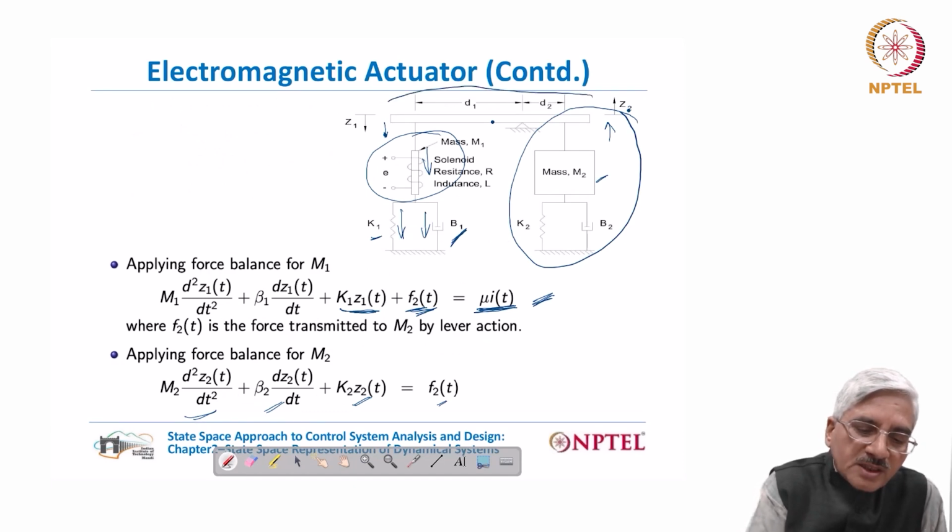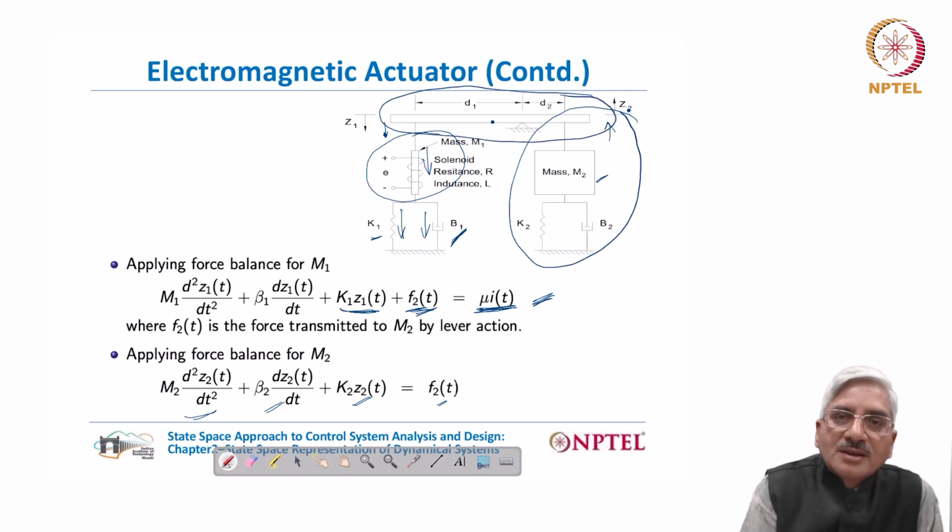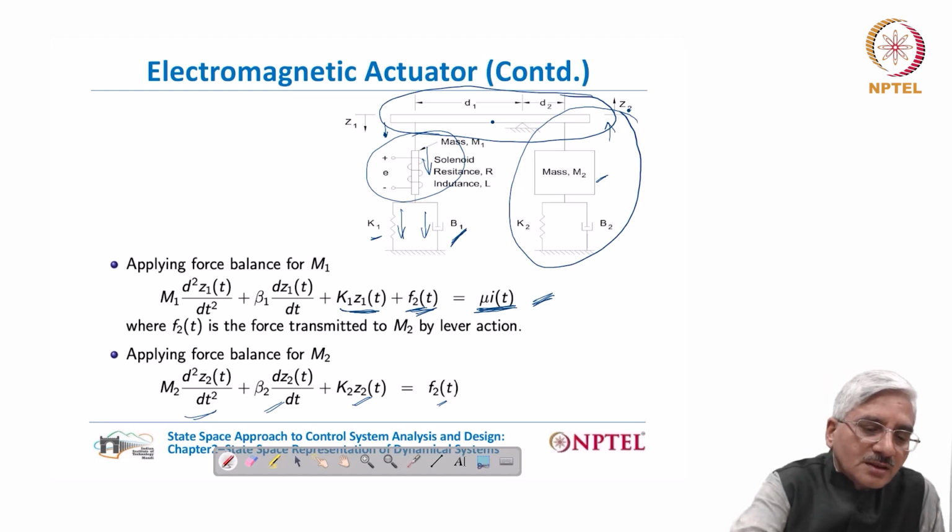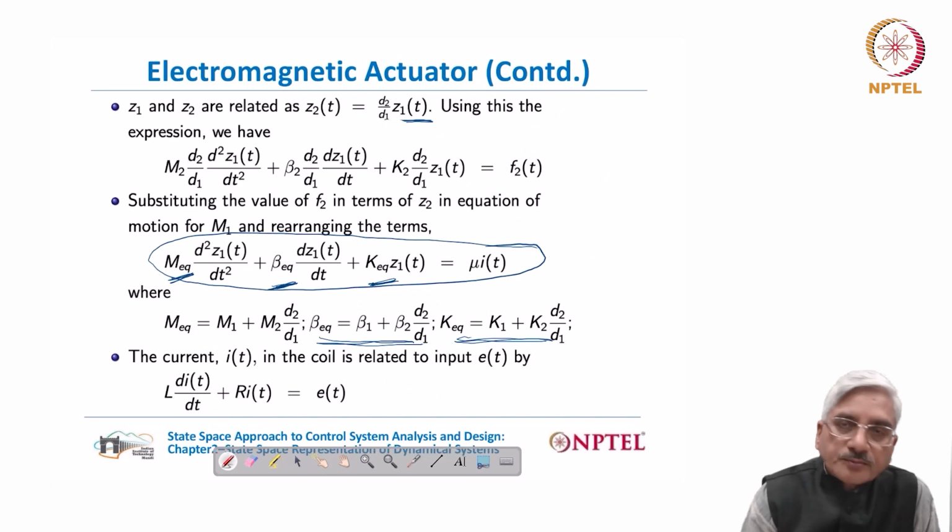Essentially it happened because the motion of this lever arm is restricted. Z1 and Z2 cannot be independent. They are dependent on each other. That is how it happened. So this is one differential equation.